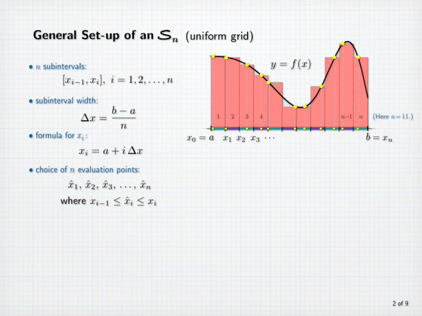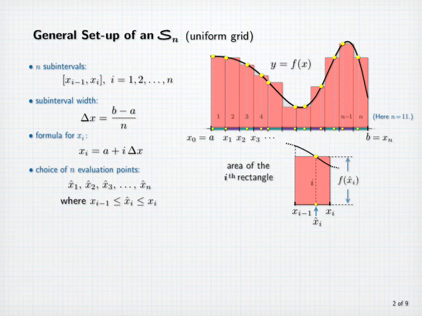sum of the areas of those rectangles. So let's consider the ith rectangle, which is situated above the subinterval x sub i minus 1 to x sub i. We have an x hat sub i in that interval, where we evaluate the function to obtain the height of that rectangle. So the height of the rectangle there is f of x hat sub i, and so the area of that ith rectangle is simply height times width, or f of x hat sub i times delta x.